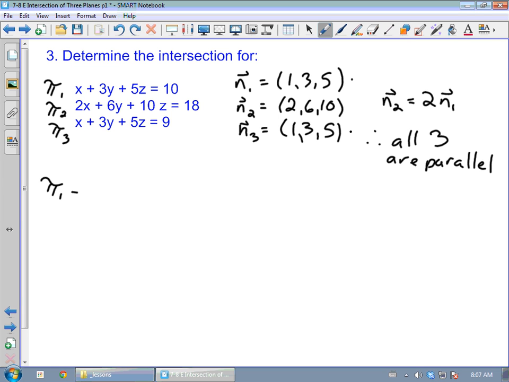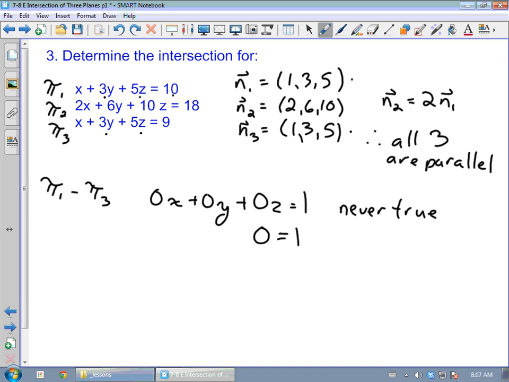So if I take plane 1 and I subtract plane 3, what's going to happen here? Well, x minus x gives me 0x. 3y minus 3y gives me 0y. 5z minus 5z gives me 0z. And then 10 minus 9 gives me 1. So I end up with 0 equals 1. This is never true. So we know that our system cannot have a solution. So our system is going to be inconsistent.